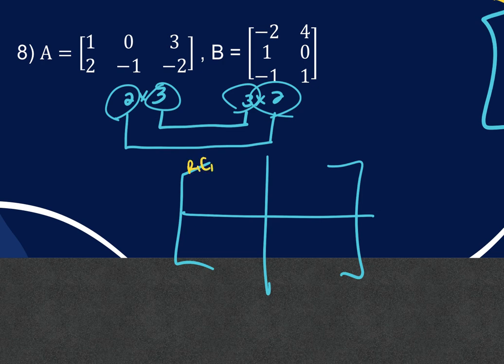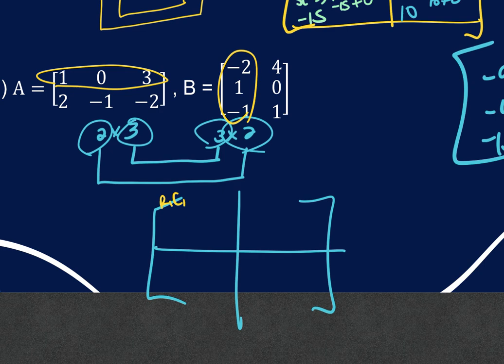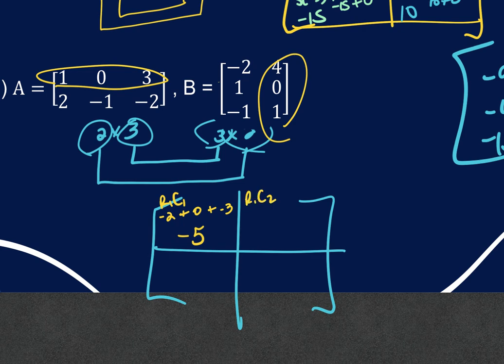The first one is row 1, column 1. This time they each have 3, so we're adding 3 products. 1 times negative 2, which is negative 2, plus 0 times 1, which is 0, plus 3 times negative 1, which is negative 3, and I get negative 5. Then I go row 1 and column 2. So 1 times 4 is 4, plus 0 times 0 is 0, plus 3 times 1 is 3, and I get 7.